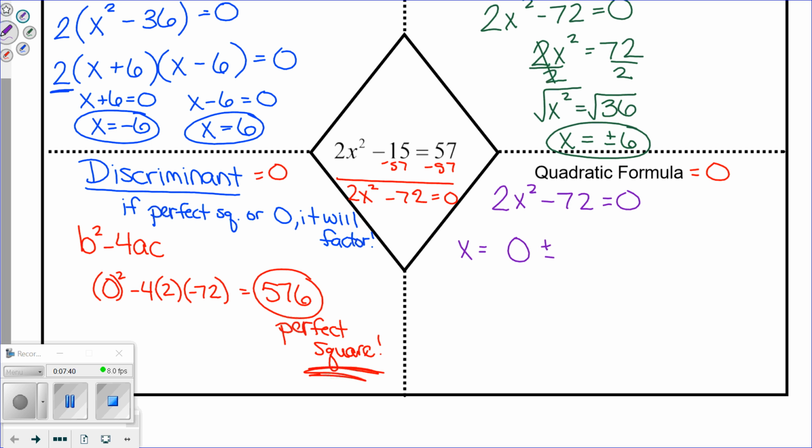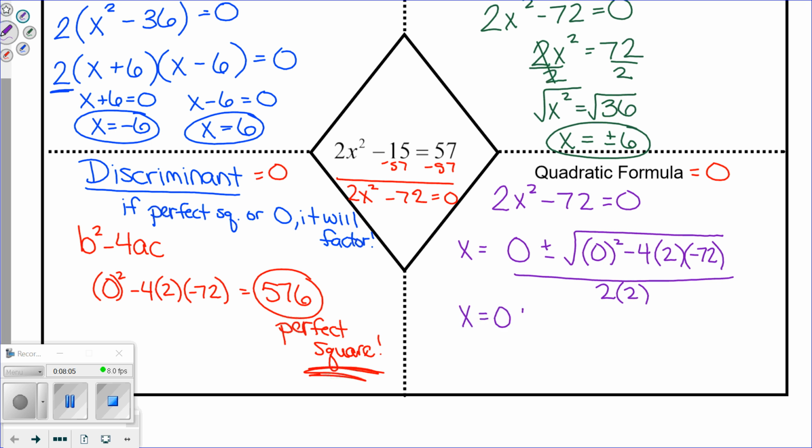All right, 0 plus or minus the square root of b squared, so 0 squared minus 4 times a times c, all over 2 times a, which is 2. Did you already do the math to figure out what that number is under the radical? Yeah, you can do it over here. All right, so x equals 0 plus or minus the square root of 576 over 4. What is the square root of 576? 24. So 0 plus or minus 24 over 4.